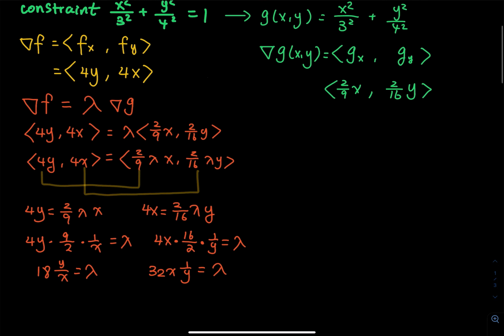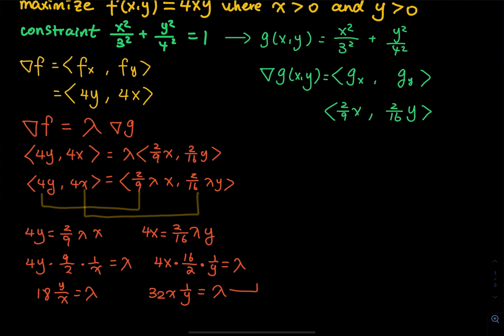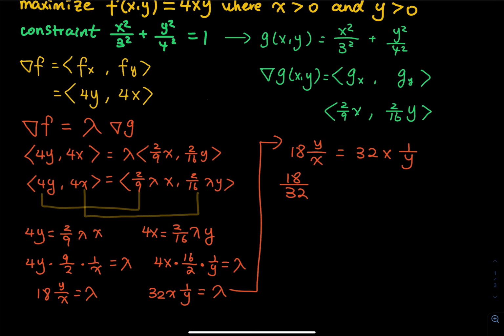So we have 18y over x equals 32x times 1 over y. All right, what can we do? Can we put all the y on one side and all the x on one side? First of all, I will just do 18 over 32. And then multiply y on both sides, and we have y squared. Multiply x on both sides, and we have x squared.